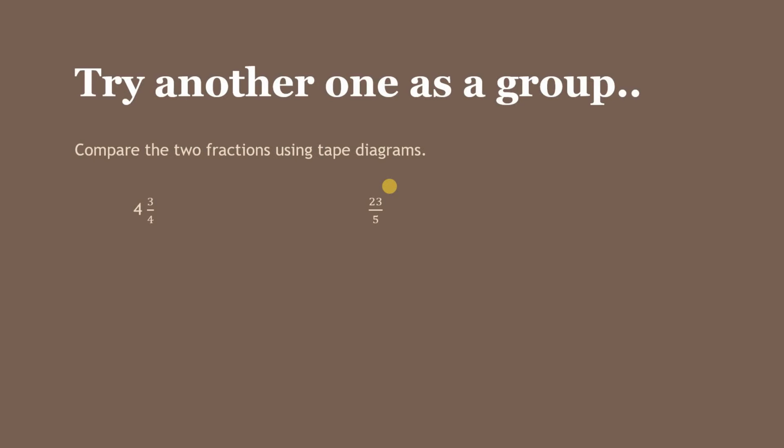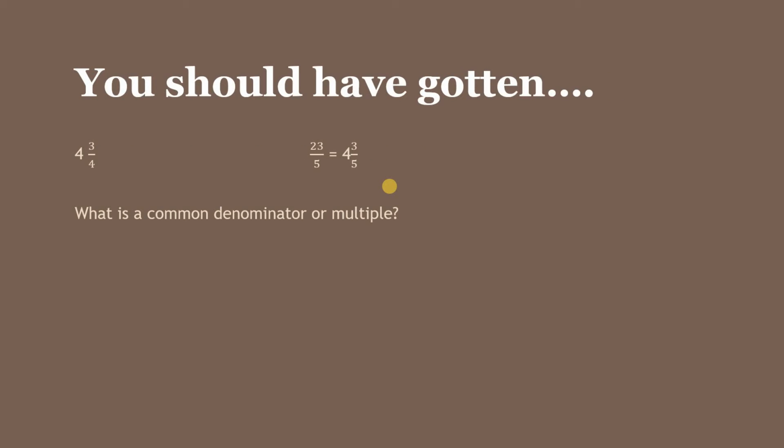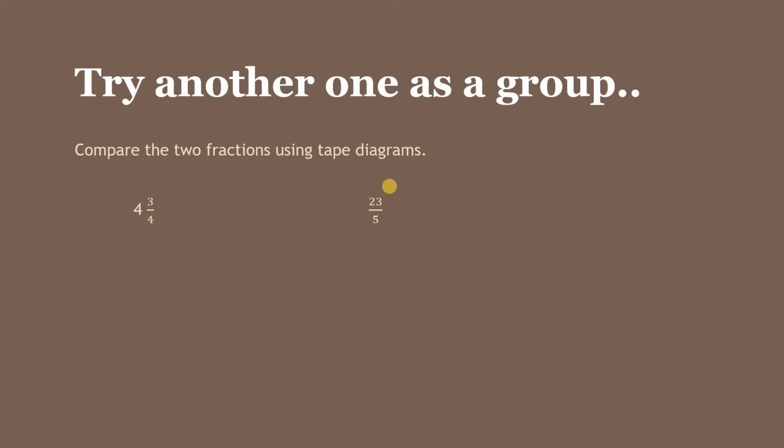Notice that 4 can't go into 5 and 5 can't go into 4. So you're going to have to find a common denominator or a multiple. So you are going to first convert the improper fraction to the mixed number, and then you are going to think, okay, what is a common denominator that they share? You will work on this as a group. I should see a tape diagram and the number sentence written when you are done. Come together as a group, and the teacher will be around to check your answers. Go.